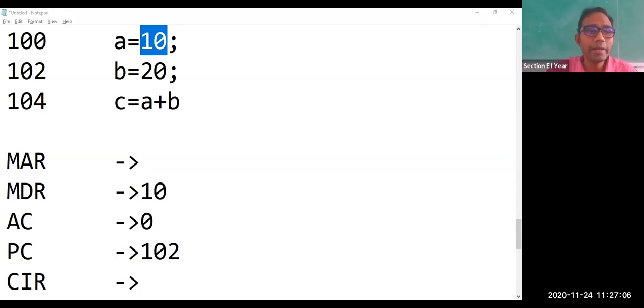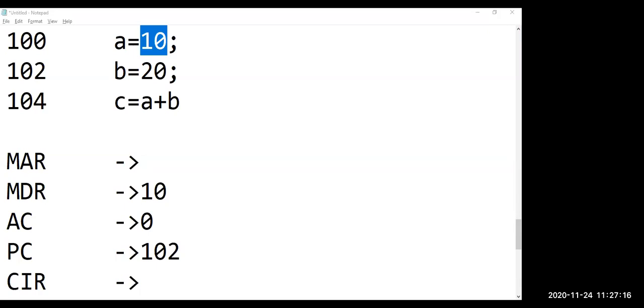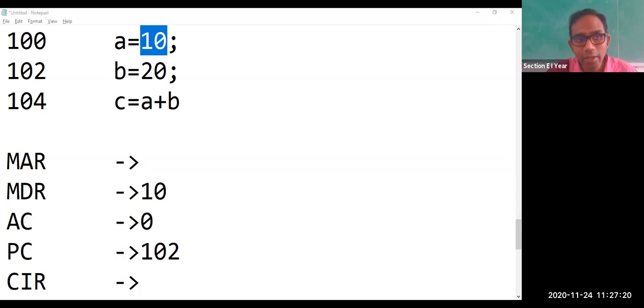Then MDR, the data register. What does the data register have? B, that is 30. Now, what is MAR having? The data related to A. What is the address of A? What is the address of B? What is the address of C? We require 3 addresses here in order to execute this line, C is equal to A plus B. C is one address, A is one address, B is one address. Okay, understood?